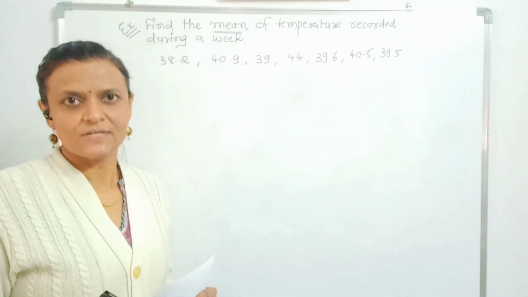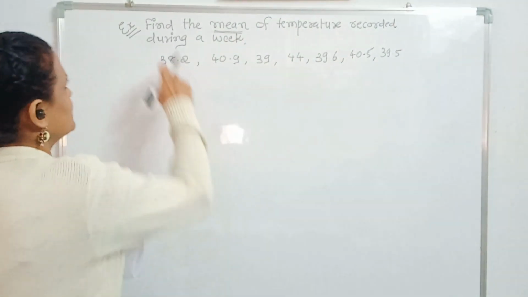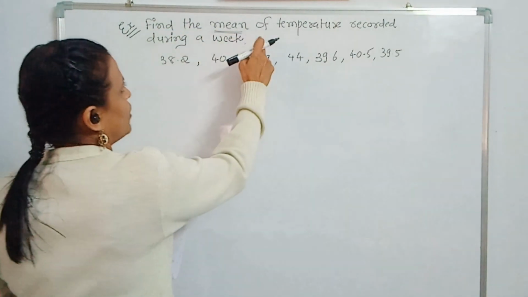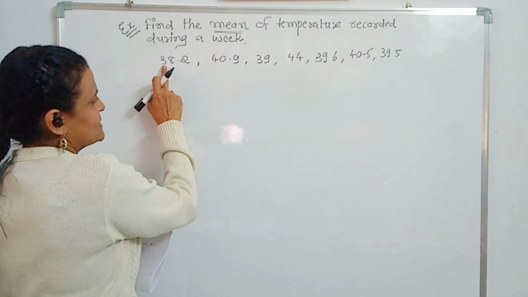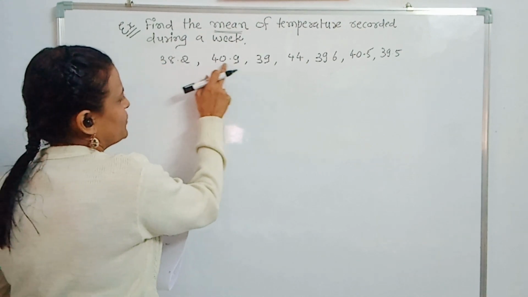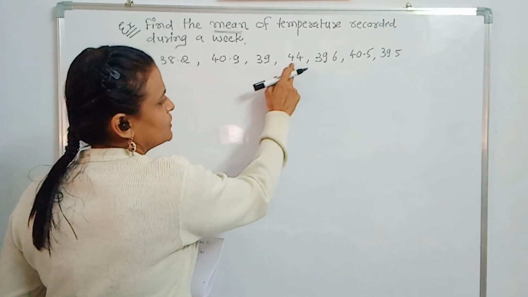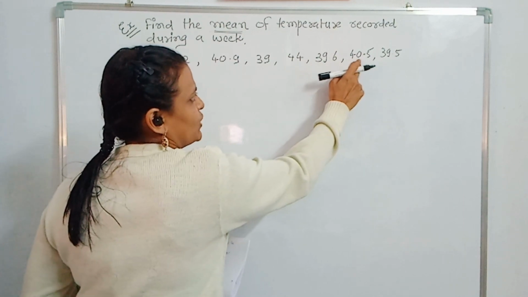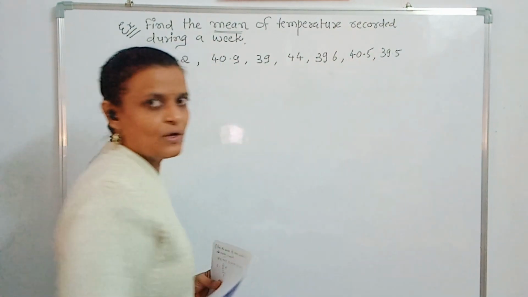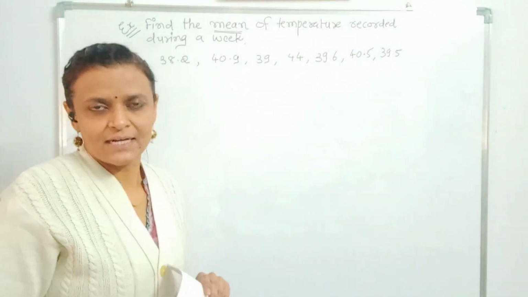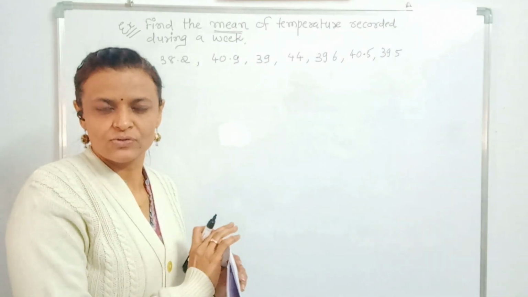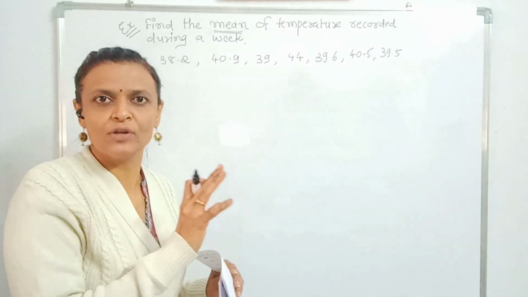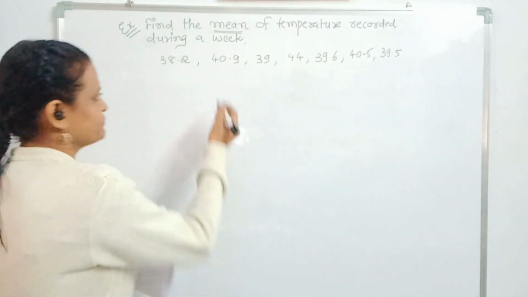Now let us solve our first example. The problem is: find the mean of the temperature recorded during a week. The temperatures are 38.2, 40.9, 39, 44, 39.6, 40.5 and 39.5. By observing this data, we can say that these data are ungrouped data. So the simple equation we will use to find the mean of this example.